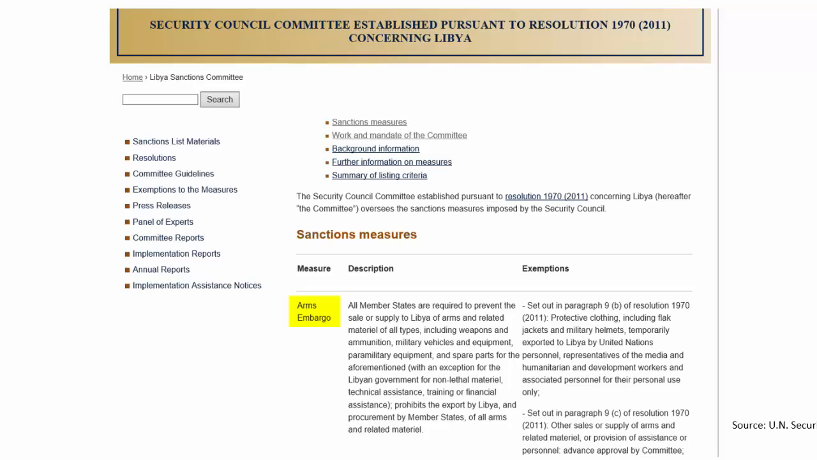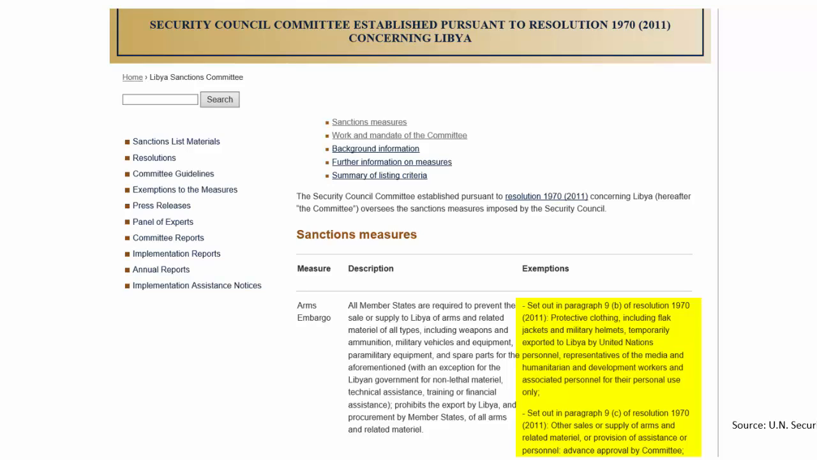Arms embargo, that was one of the first of the 4 that we saw. What's the description? All member states are required to prevent the sale or supply to Libya of arms and related materials of all types, including weapons and ammunition, military vehicles and equipment, paramilitary equipment, and spare parts for the aforementioned. Goes on to elaborate a bit further. There are also exemptions to the right.